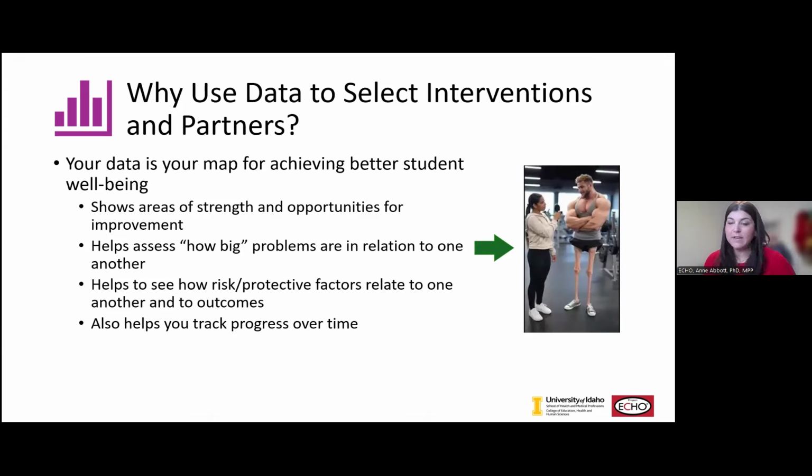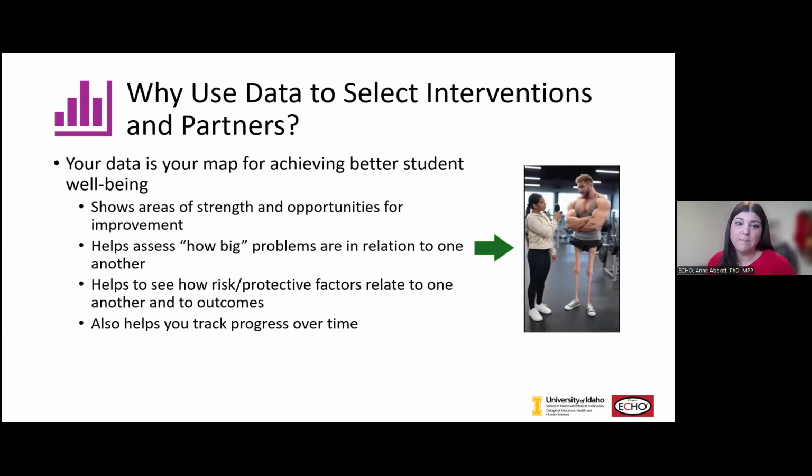All right, so first things first, why use data to select interventions and partners from the get-go? One of the things we are always saying, both at Communities for Youth and in a variety of other practice scenarios, whether you're in schools or a nonprofit or you're a community partner, is getting people to recognize that data is really your map for achieving what you want to achieve. So in this case, improved or better student well-being.